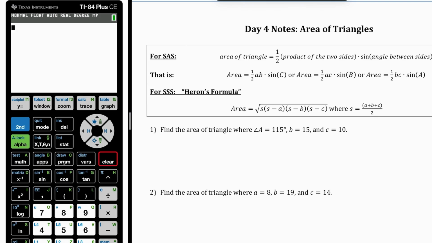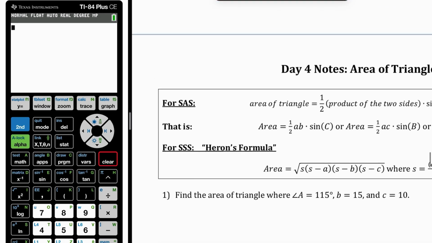So, welcome to this day of notes. Some of y'all might be like, area of triangles, what is that? We already know how to do that. We already remember that the area of a triangle is 1/2 the base times the height. True, but that's only if you're given the base and the height. And the characteristic of a base and a height is that they're perpendicular to each other.